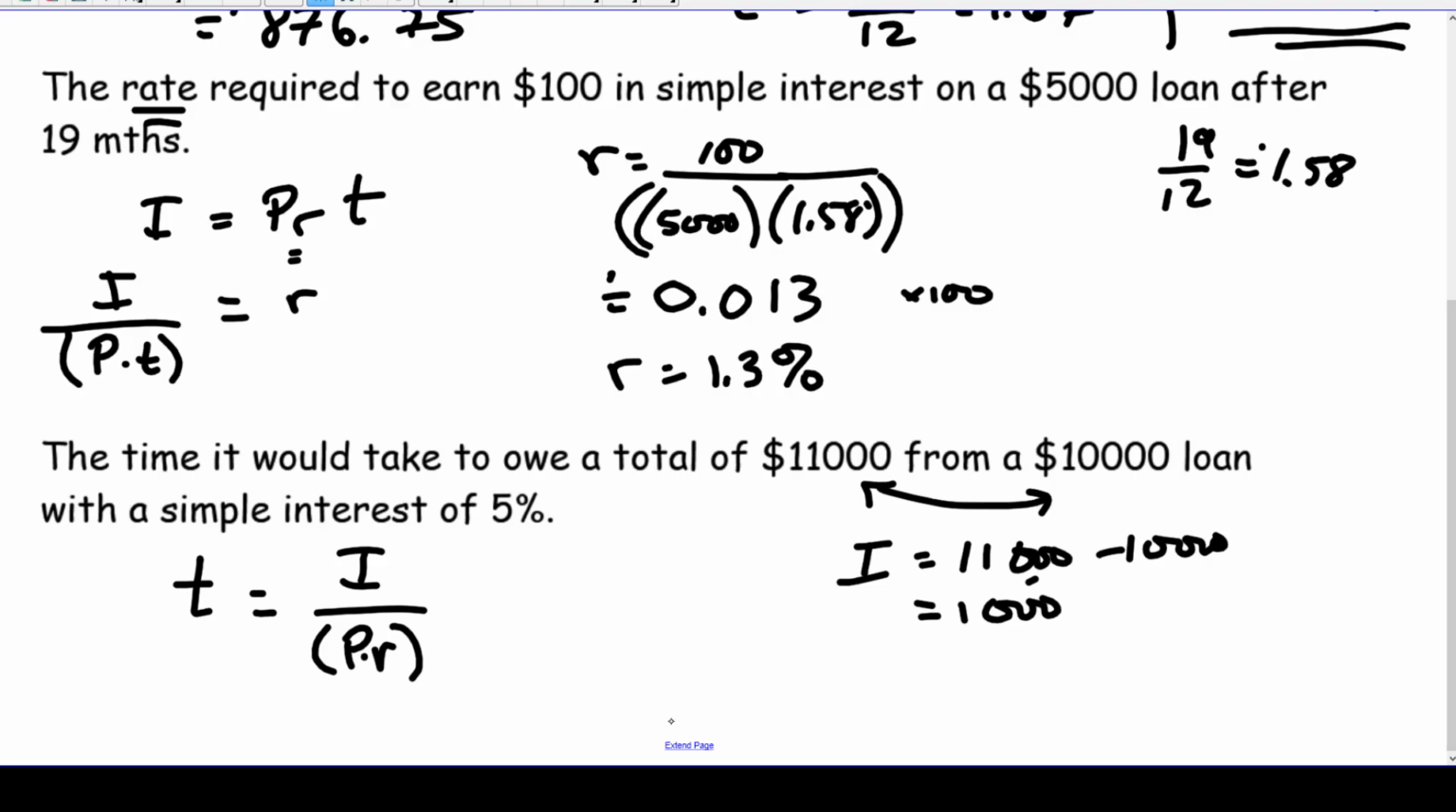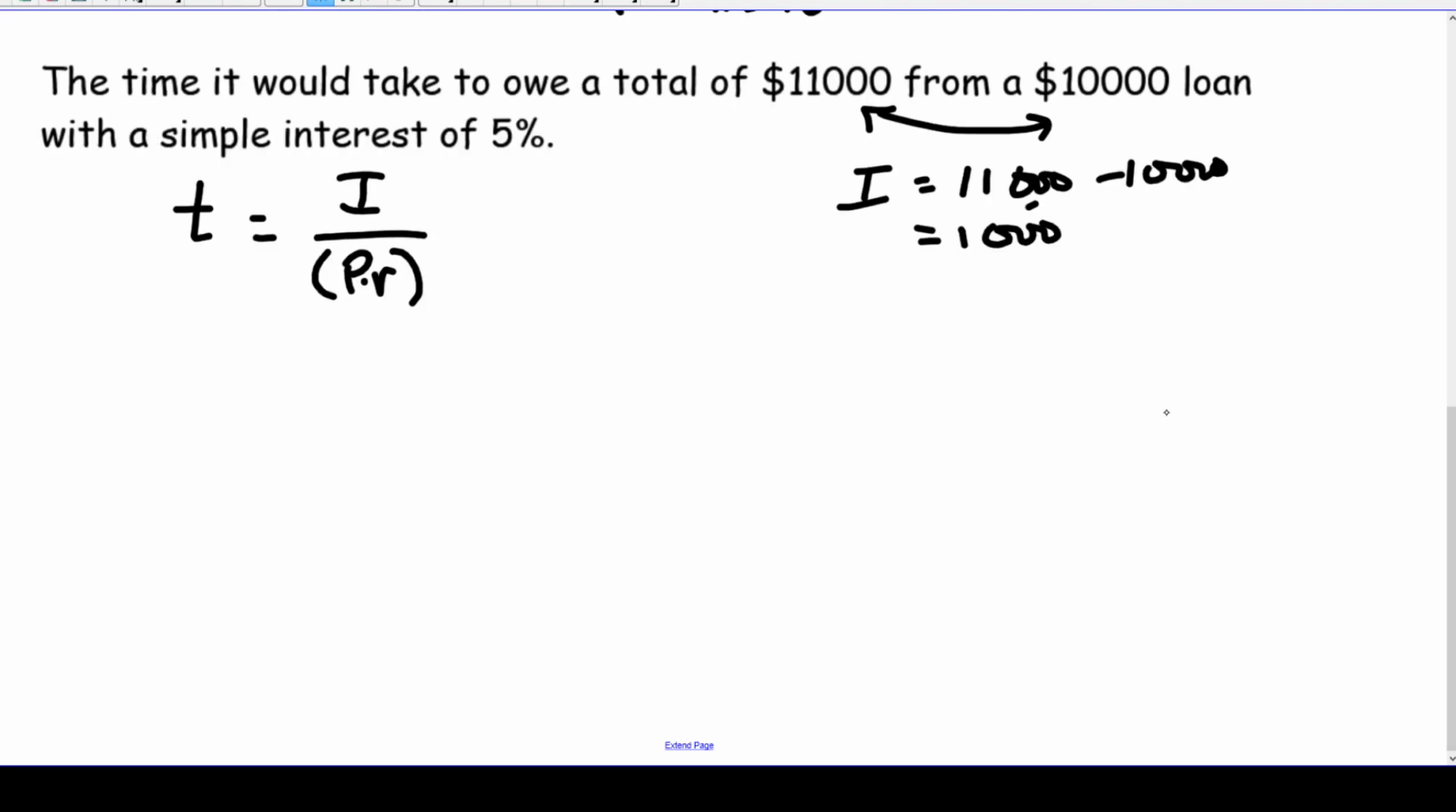So one of the key things in tonight's homework is going to be reading these questions and getting used to the language of the questions. Can you pick out the interest? Can you pick out the principal in the language that they're using? Okay, so when we put that into this formula, our principal is 10,000, our interest is 1,000, our rate is 5%, which is 0.05.